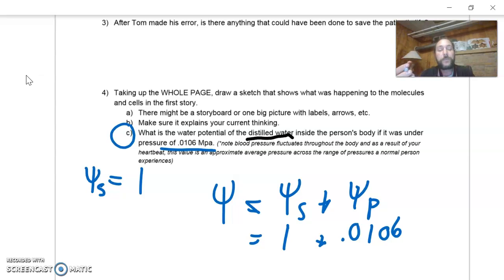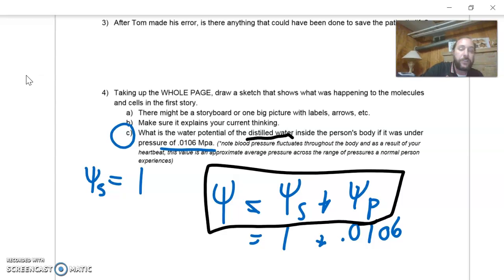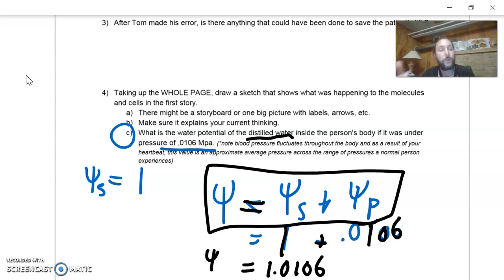In this case, the equation is this one right here. The water potential is going to be equal to the solute potential plus the pressure potential. Well, the solute potential is 1. The pressure potential is 0.0106. So we just add those together, and the water potential is equal to 1.0106. And that's the water potential.